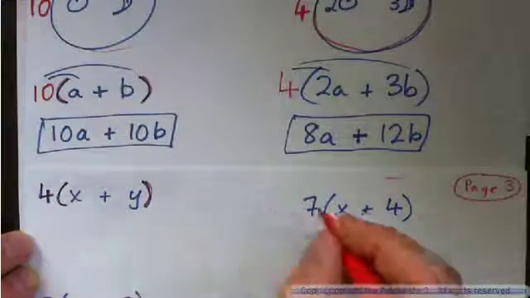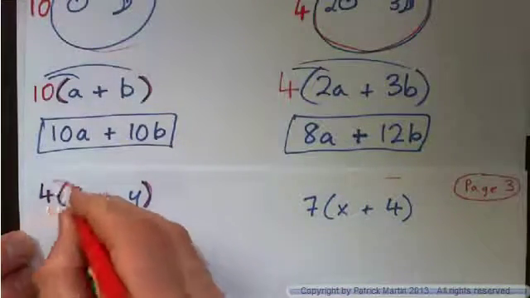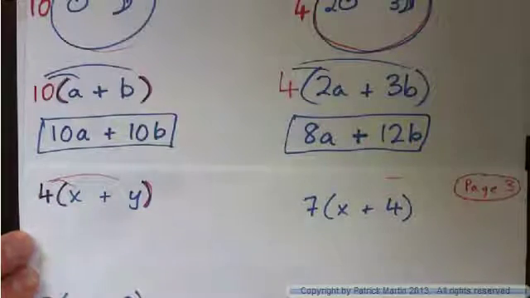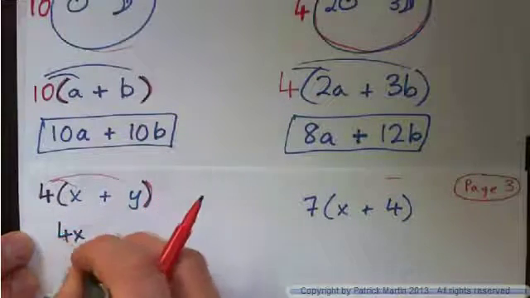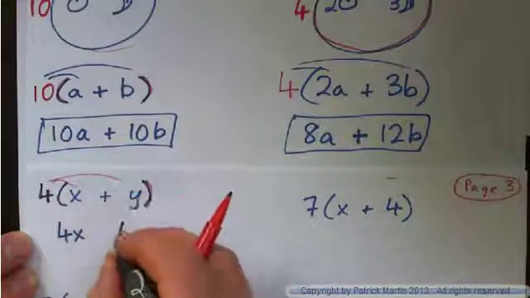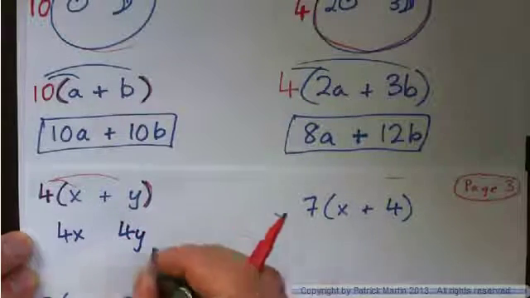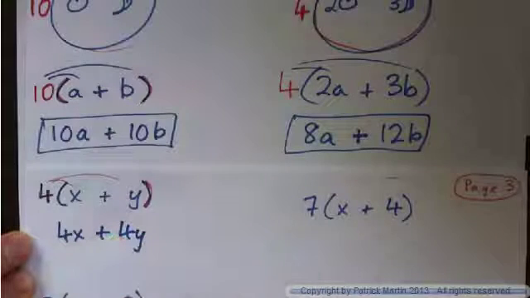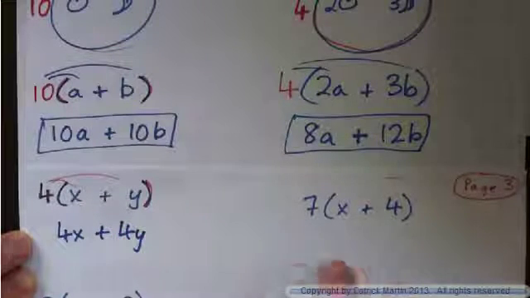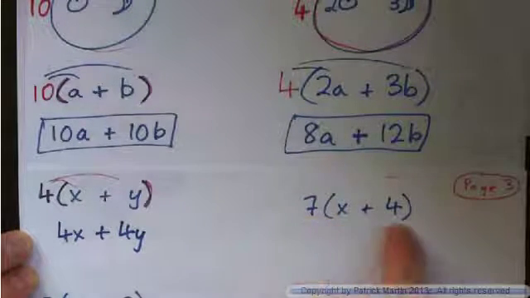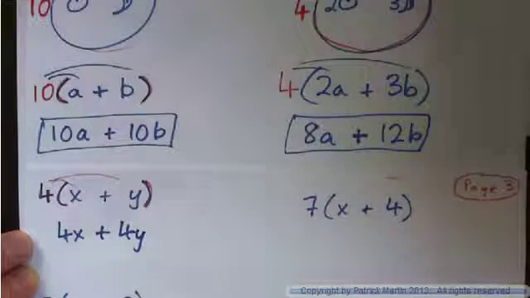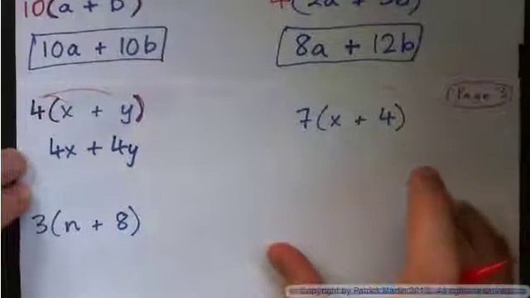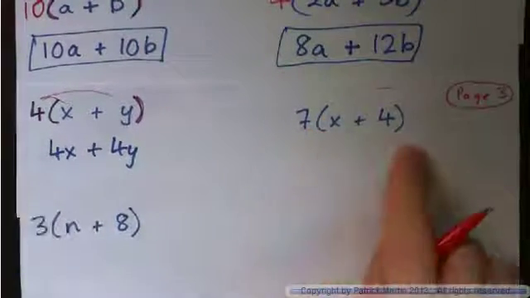So the distributive property is you take the number outside the parentheses and multiply it by everything inside here. So 4 times x, 4x, 4 times y, 4y. 4 pieces of candy and 4 yo-yos. 4x plus 4y, right? How about this one? 7 times x plus 4. What would you do with that?